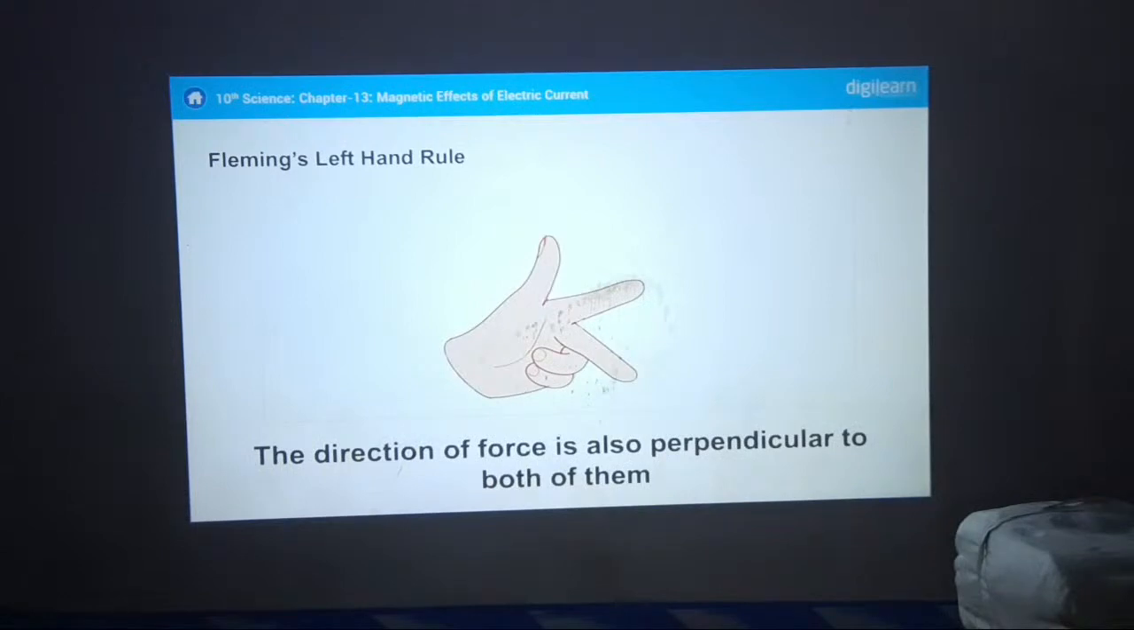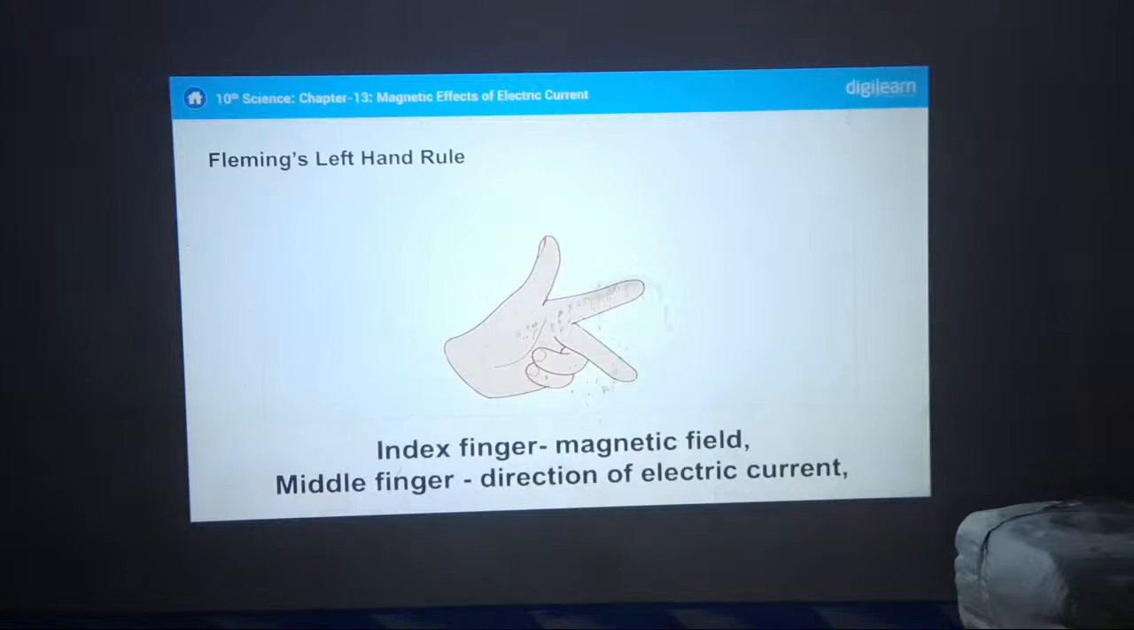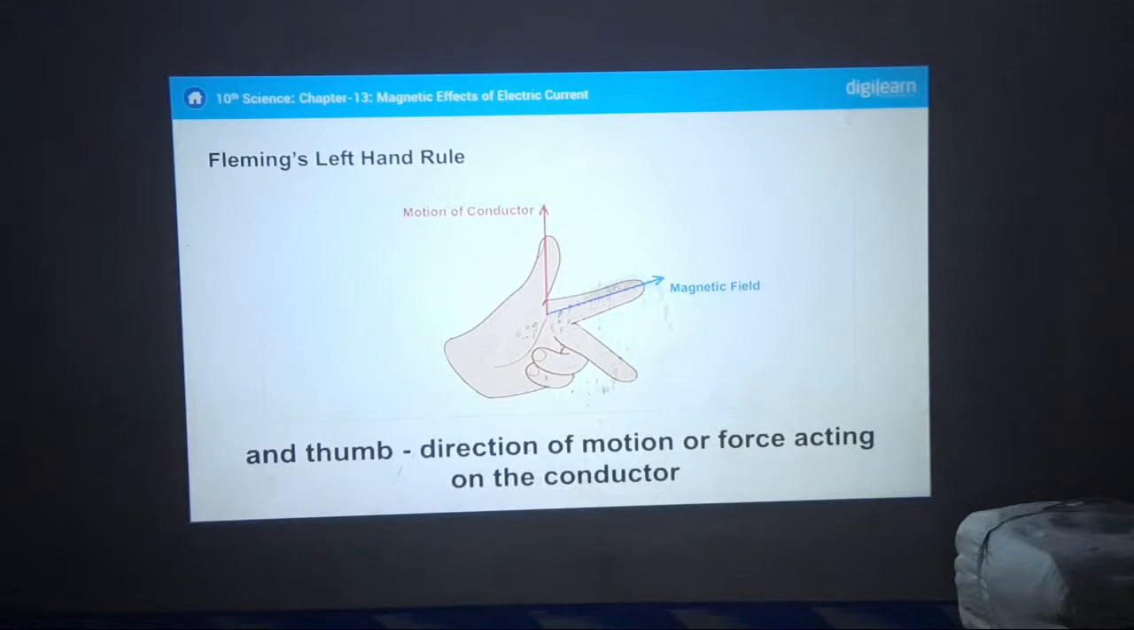Fleming's left-hand rule states that if the left hand is stretched in a way that the index finger, the middle finger, and the thumb are in mutually perpendicular directions, then the index finger and the middle finger of the stretched left hand show the direction of magnetic field and direction of electric current respectively, and the thumb shows the direction of motion of force acting on the conductor.